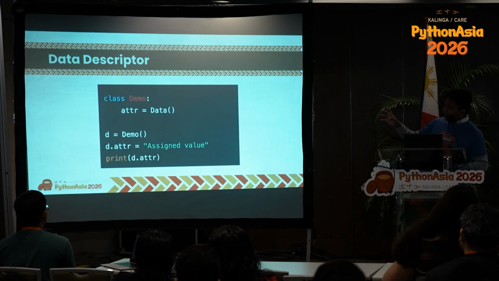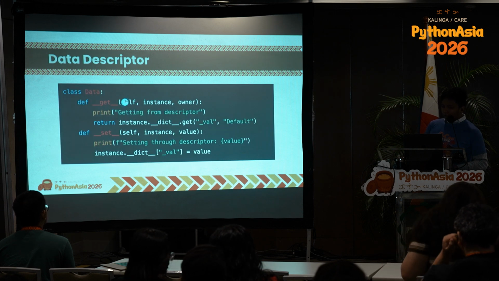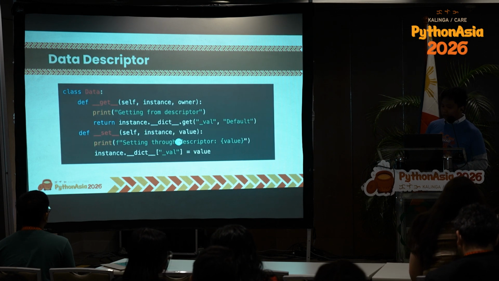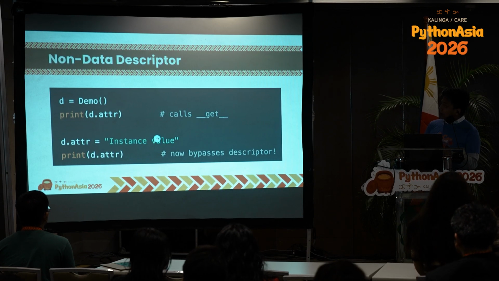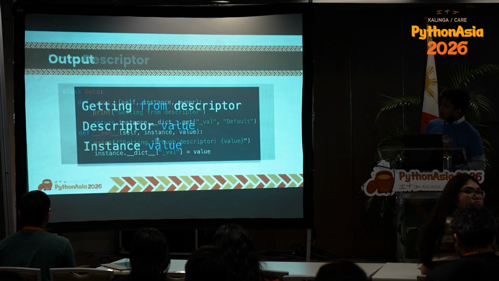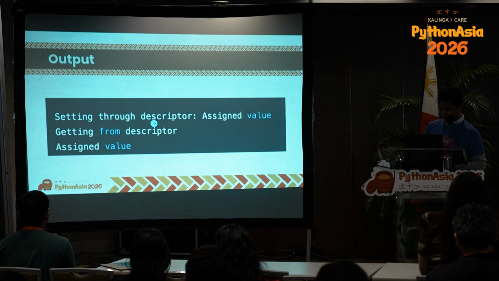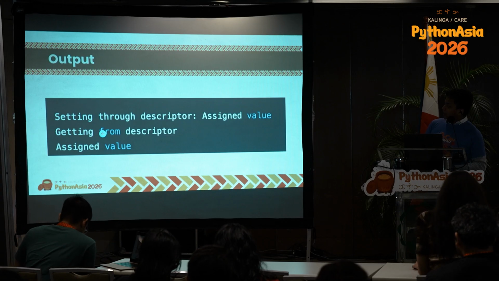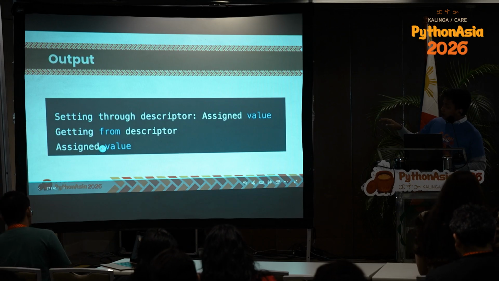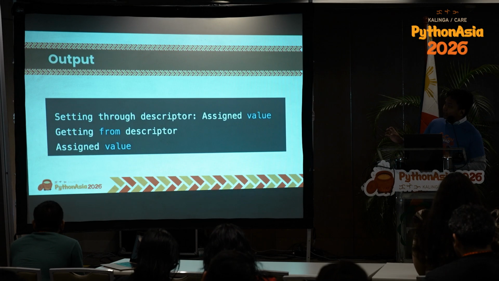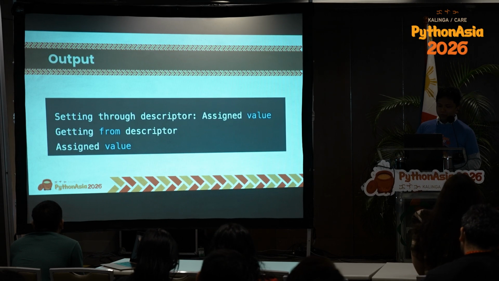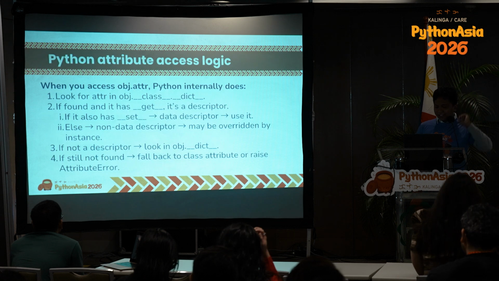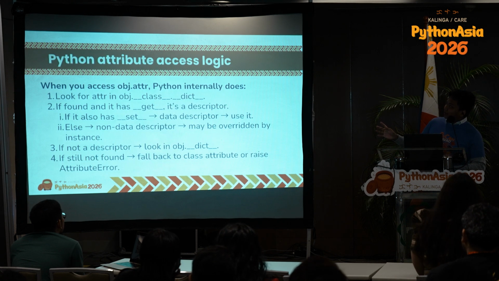You will actually not have an error, but if you see, there's a get here: getting from descriptor, setting to this descriptor. So instead of just doing one trip, it will do a round trip. It will first set, get, and assign. Instead of just assigning right away, it will go through both the setter and getter. So technically, this is the final attribute access logic.